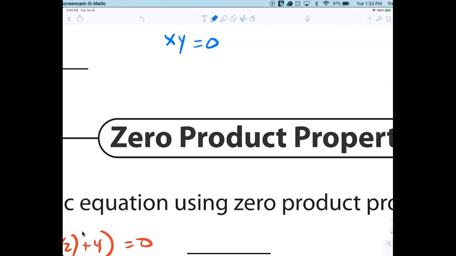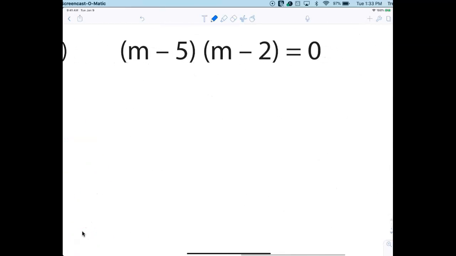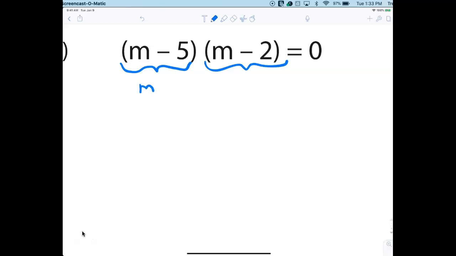Technically, could they both be 0? Yeah, because they're different variables. But we're going to be dealing with one variable. So again, I want everybody to look at question number 2. Now, with question number 2, either one of these factors has to be equal to 0. So you would say m minus 5 equals 0, m minus 2 equals 0.